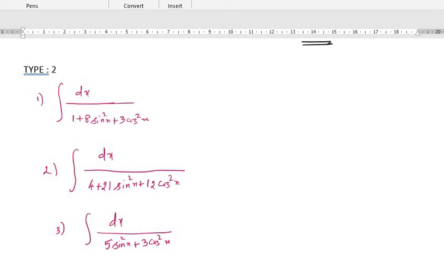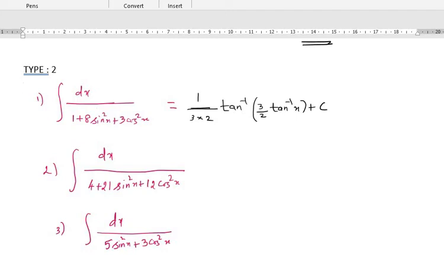See the answer, if I do this one in the usual method, it takes a lot of time. See how to write the answer within no time. See here 1 by 8 sine square x plus 3 cos square x. This I am going to write, all mind calculation only. Here 3 into 2, 6 also we can write directly, into tan inverse of 3 by 2 tan x plus c.